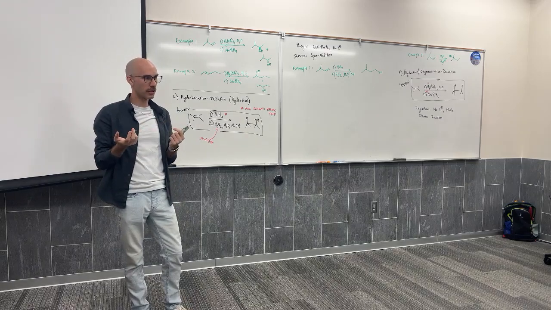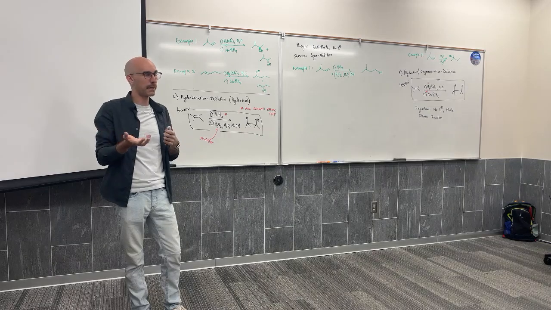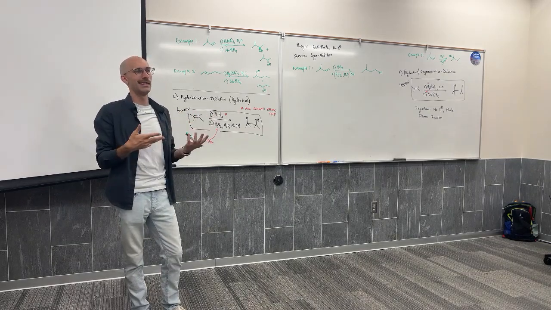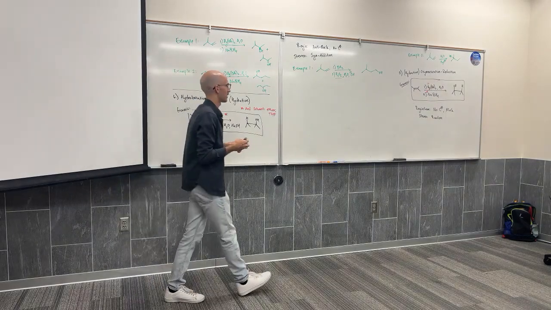Do I need to show any stereochemistry? I sure can if I want to. Those are tetrahedral carbons, so I can show wedges and dashes wherever I want. There's no chiral centers formed, so there's no relevant stereochemistry.